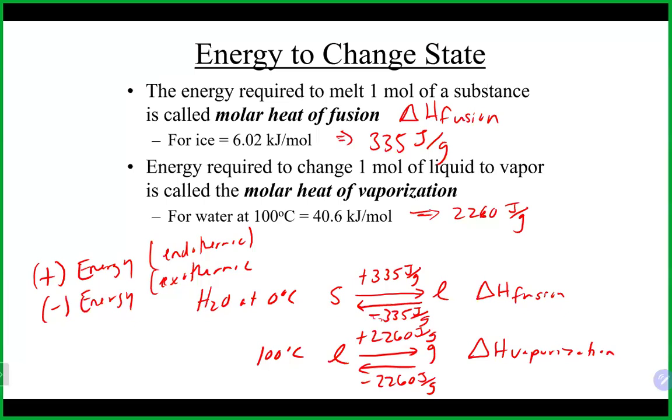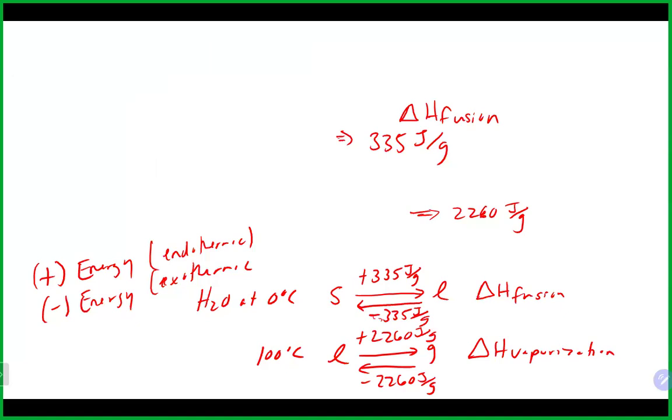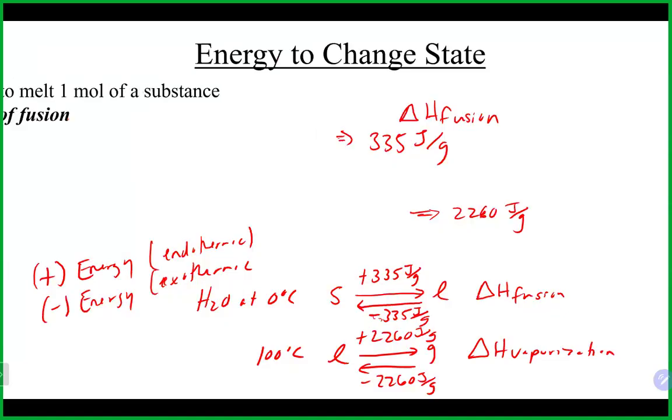Any questions on that? Now, these values that we see here, the 6.02, the 40.6, the 2260, and 335, are specific for water. If you're talking about some other substance, you would have different values for the heat of fusion and different values for the heat of vaporization. You would also have perhaps different boiling points and freezing points if it's a different substance than water, but water is kind of the common one that you come across. But again, if you're not dealing with water, you'll have some different values depending on the substance that you're dealing with.